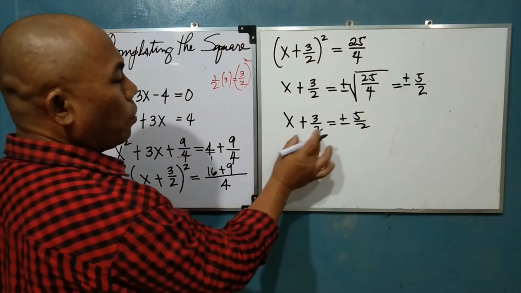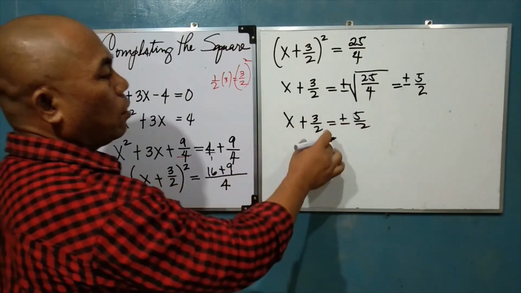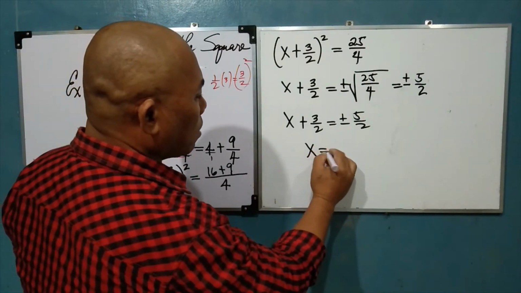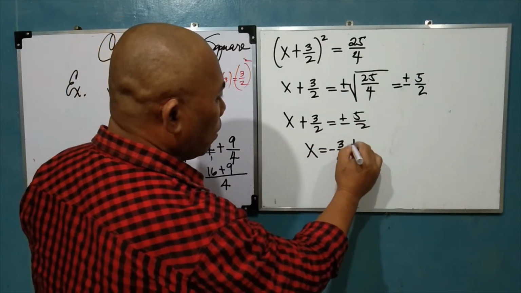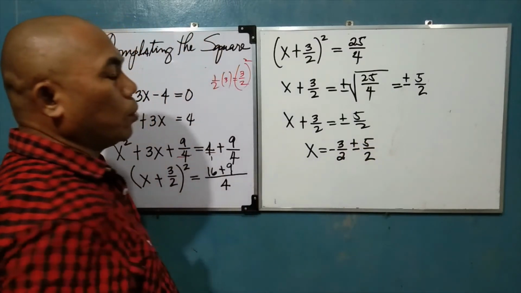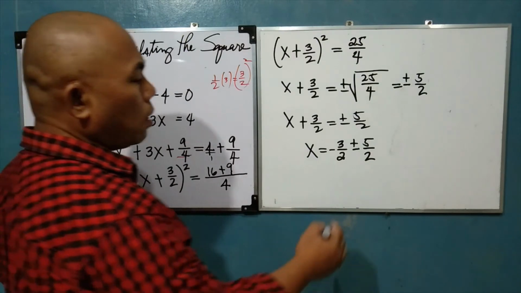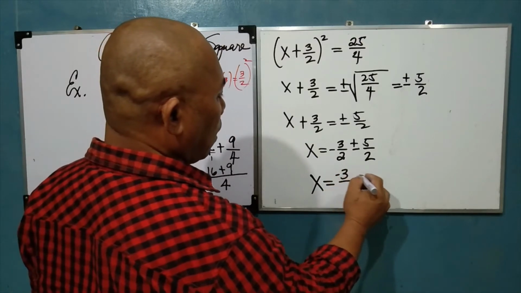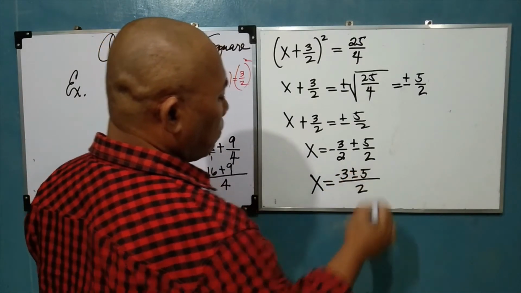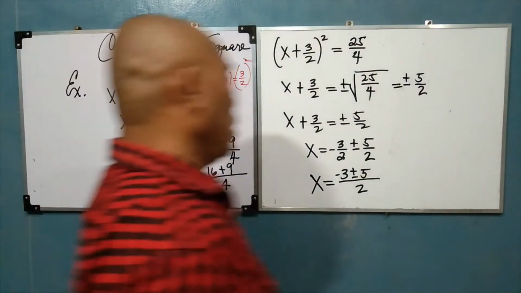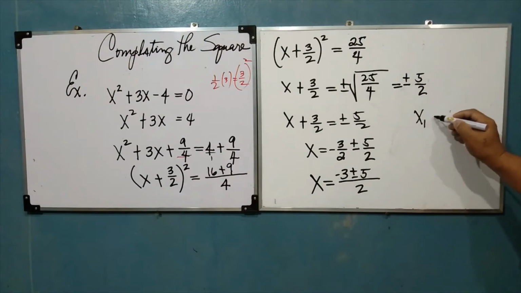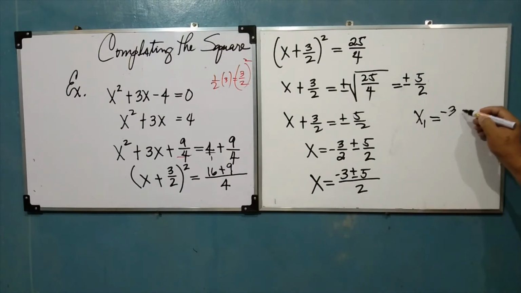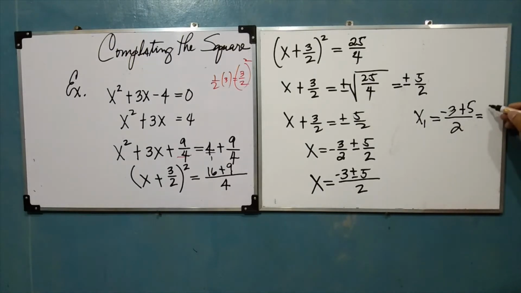This time we have to solve for x, so we have to transpose this to the right side. You change the algebraic sign, so you will get x equals negative 3 over 2 plus minus 5 over 2. Now, we got the same denominators here, so you just simply copy x equals, over 2, negative 3 plus minus 5. So there are two values of x here. For x sub 1, that's equal to negative 3 plus 5 over 2. So you will get negative 3 plus 5, that's 2 over 2, which is equal to 1.